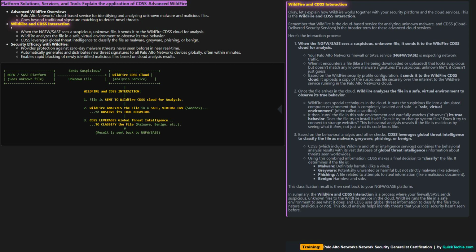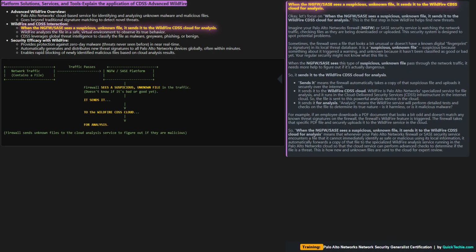WildFire runs the file in a safe environment to see what it does, and CDSS uses global threat information to classify the file's true nature, malicious or not. This cloud analysis helps identify threats that your local security hasn't seen before. When the NGFW, SASE sees a suspicious, unknown file, it sends it to the WildFire CDSS cloud for analysis.